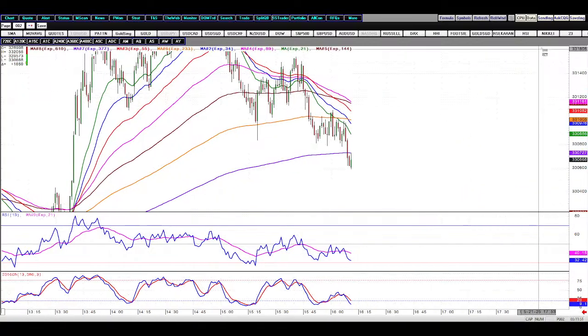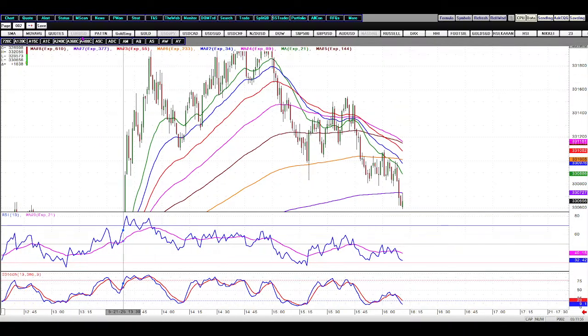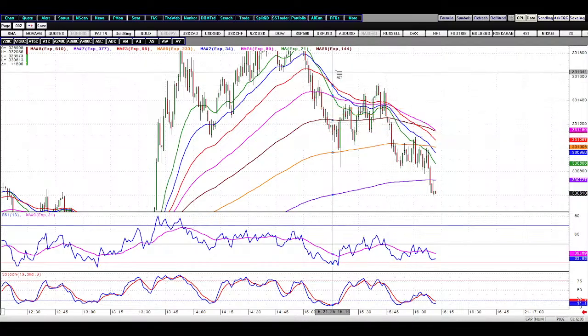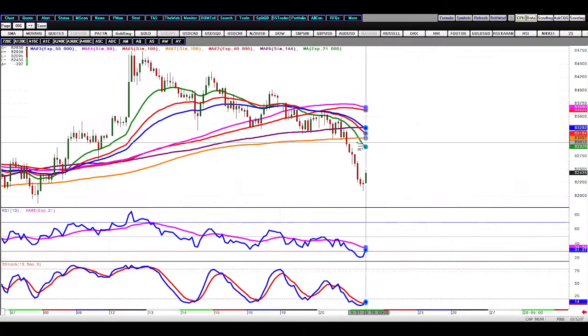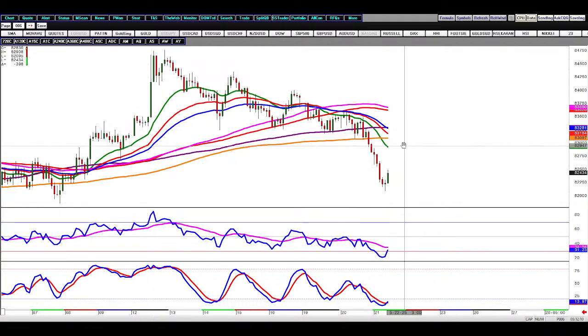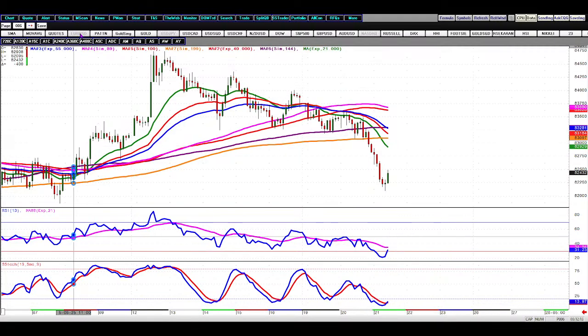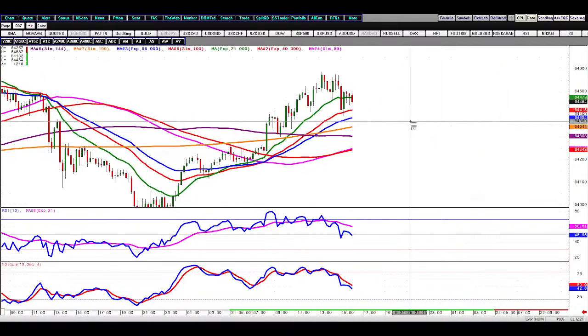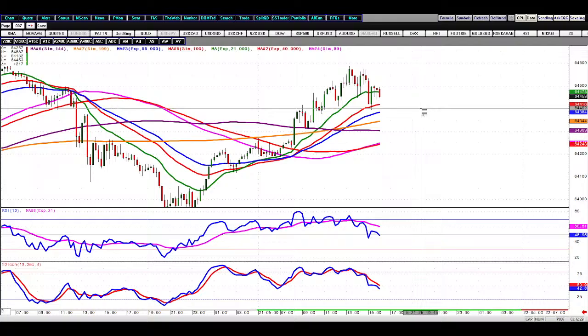Okay, let me go into dollar yen. I don't know why this is not highlighting. Or maybe I use the dollar Swiss chart. Sorry, euro dollar is also not highlighted. Aussie. Okay, then we'll go into this. Now let's discuss the dollar yen first.